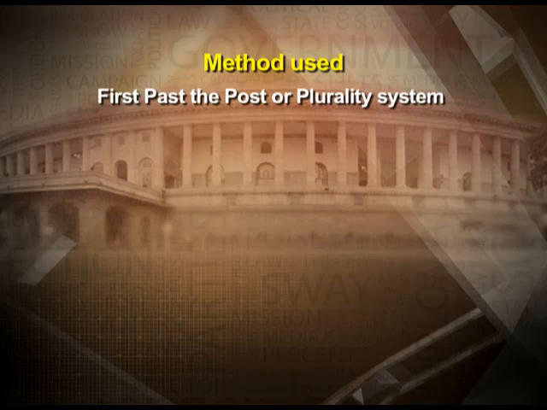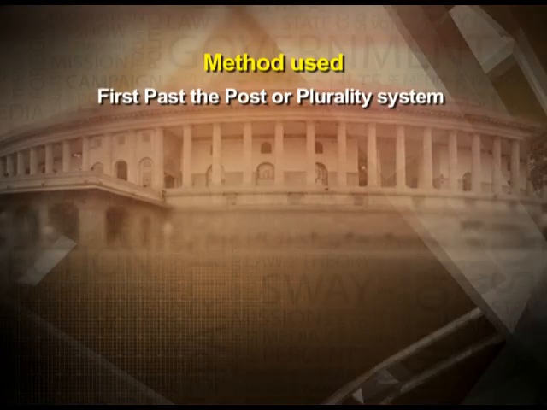So, in India, the method used for electing our representatives, whether they are at the union level, the state level or the local level, is known as the first past the post method or first past the post system. What exactly is that system? Before I proceed further, let me tell you, it is also known as the plurality system.